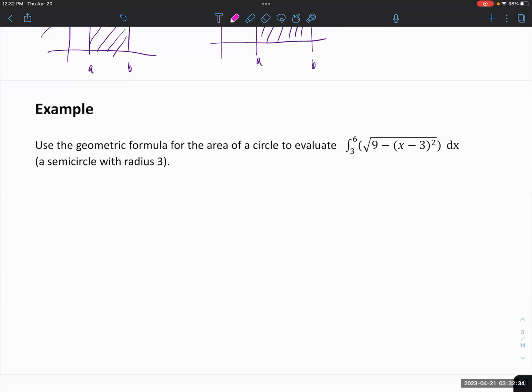So we are reading this question: use the geometric formula. So, geometric formula means specifically to find the area of a right triangle, circle, or square. But anyway, let's look at this function. Use the geometric formula to find the area of a circle in this function. So hold on, let me write down the Riemann sum and the definite integral.